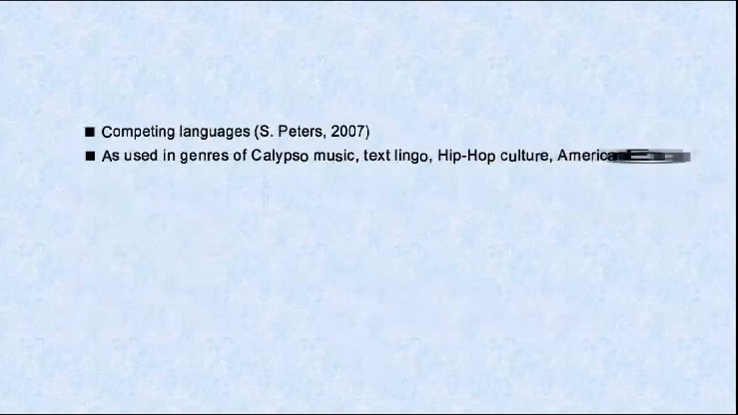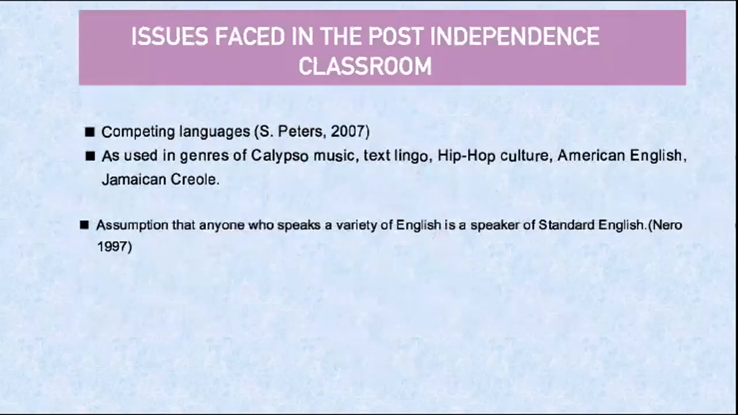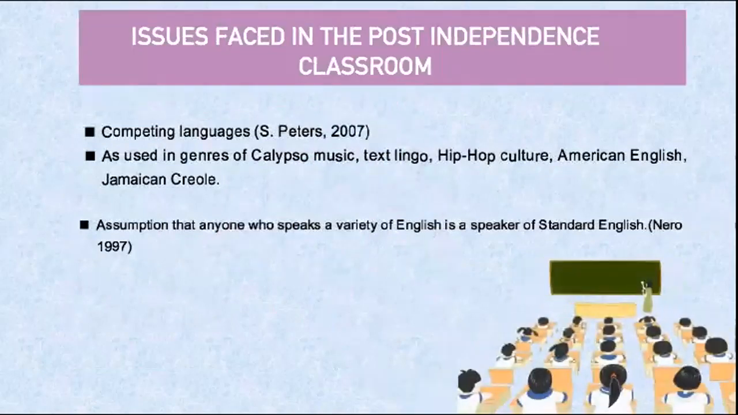Post-independence, the teaching of Standard English continues to be problematic for teachers in West Indian classrooms, as the West Indian student is expected to become a competent user of Standard English. This problem is further compounded by competing languages in the form of music, such as soca, chutney soca, text lingo, hip-hop culture, American English, and Jamaican Creole.